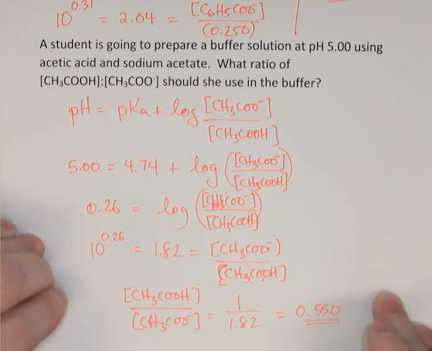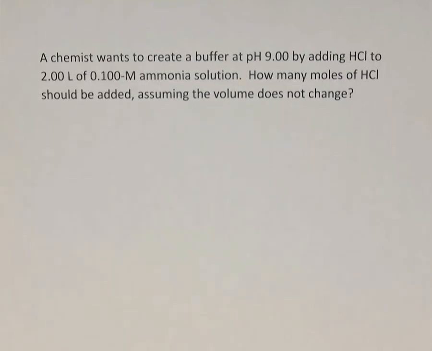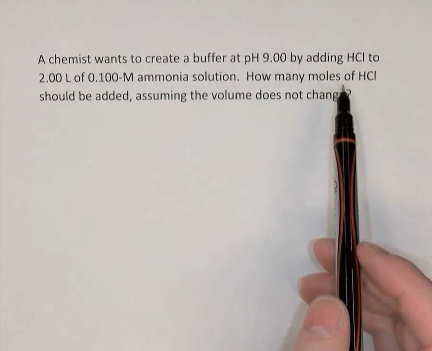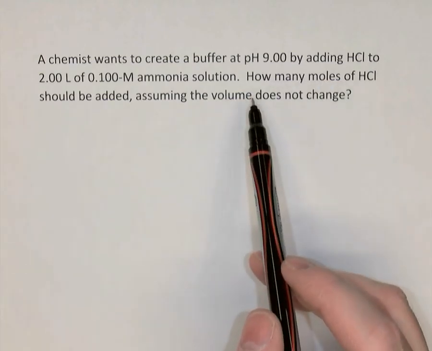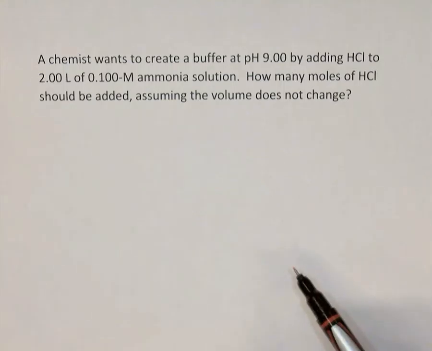Alright, one last buffer question. We're going to create a buffer in this problem in a slightly different way. A chemist wants to make a buffer at pH 9. They're going to do so by adding strong acid, HCl, to weak base, ammonia, NH3. Now you might wonder, how does that create a buffer?